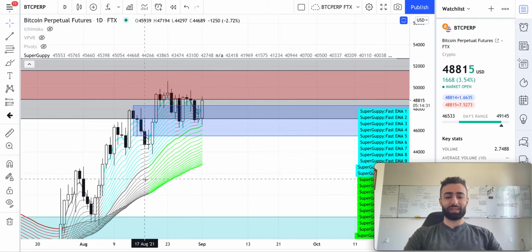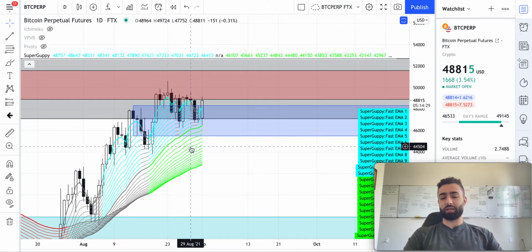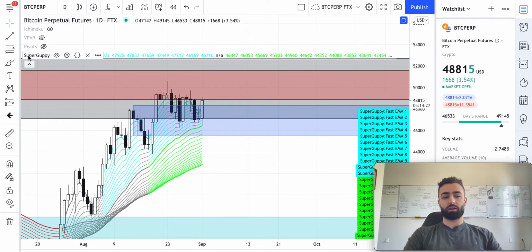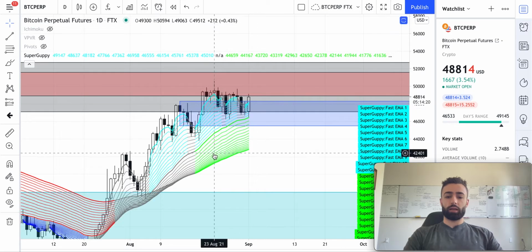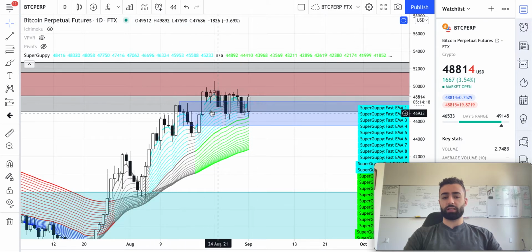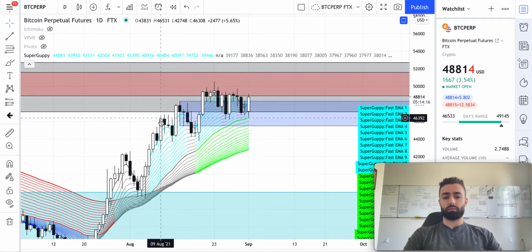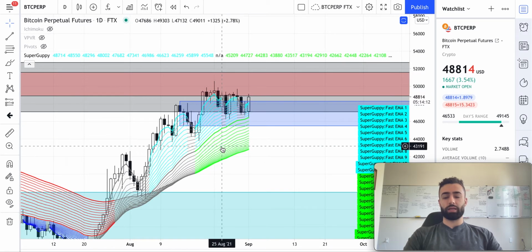These are the green SuperGuppy investor EMAs. So the SuperGuppy is an indicator where you basically have a collection of EMAs, and those are exponential moving averages. So they're just taking the average of the prices for a certain period of time, and then plotting a line based on that.